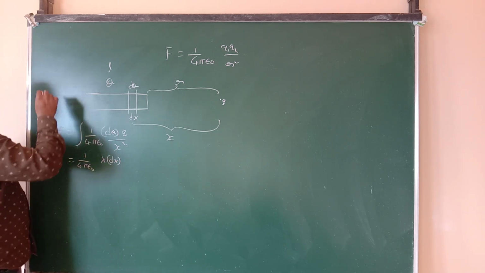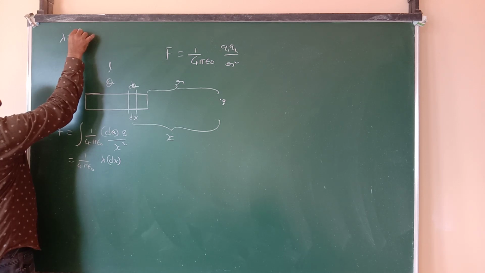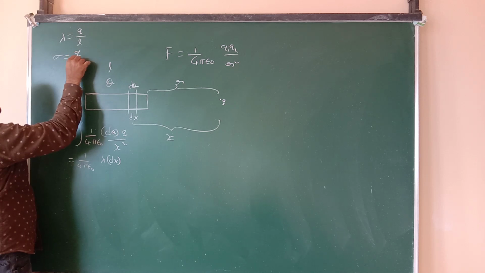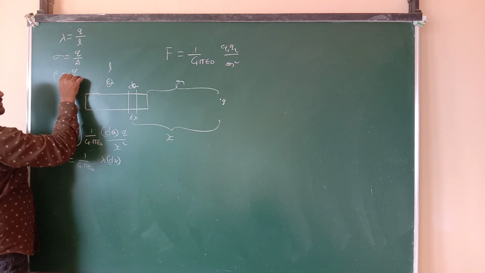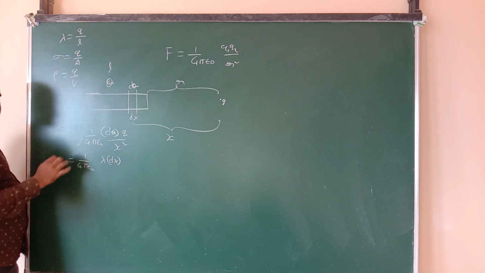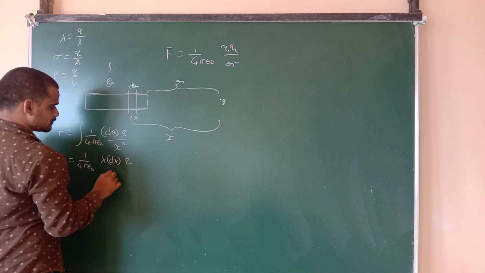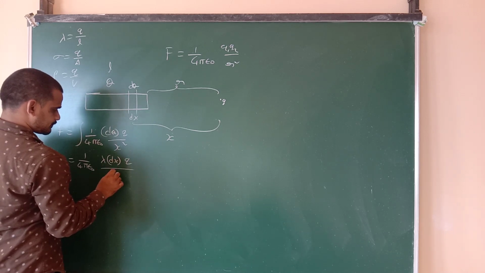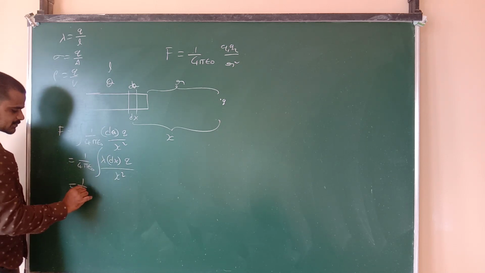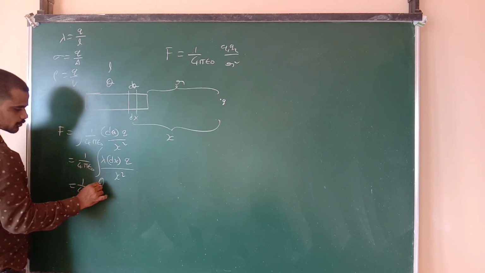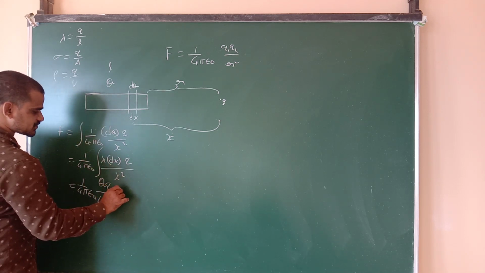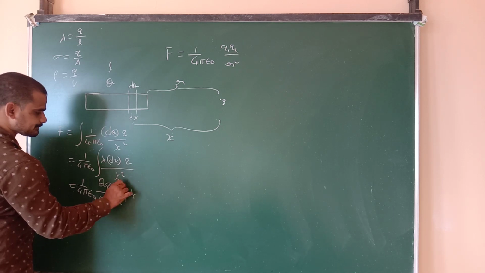Why? Because, as we know, three types of densities will be there: lambda, charge by length; sigma, charge by area; and rho, charge by volume. Three types of densities we are having. So from there I am writing like this: 1 by 4 pi epsilon naught, q, x square. Lambda means I can write total charge by total length, capital Q by L, and dx is as it is: 1 by x square dx.